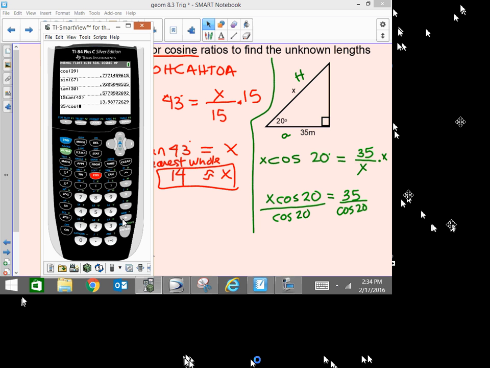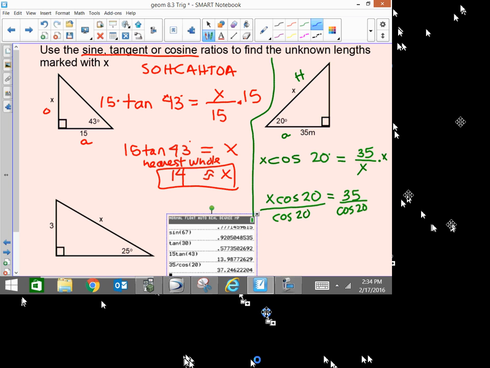35 cosine 20. And what number again? Let's go to tenths this time. Nearest tenth. So what's that? 37.32. Oh, 37.2. All right.